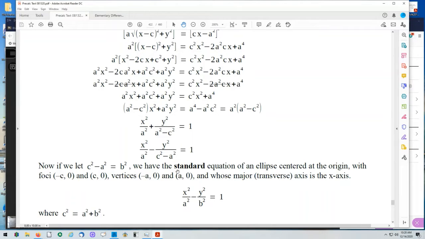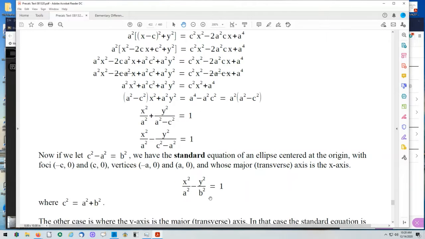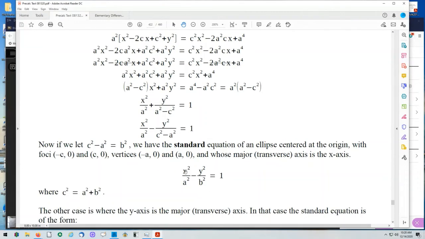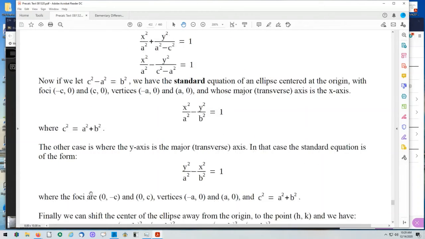So this is my standard form where the major or transverse axis is along the x-axis: x squared over a squared minus y squared over b squared is equal to 1. This is a little bit different because c squared minus a squared is equal to b squared, or, when I add a squared to both sides, c squared becomes a squared plus b squared. So it's a little different from the ellipse; the pluses and minuses are switching around.